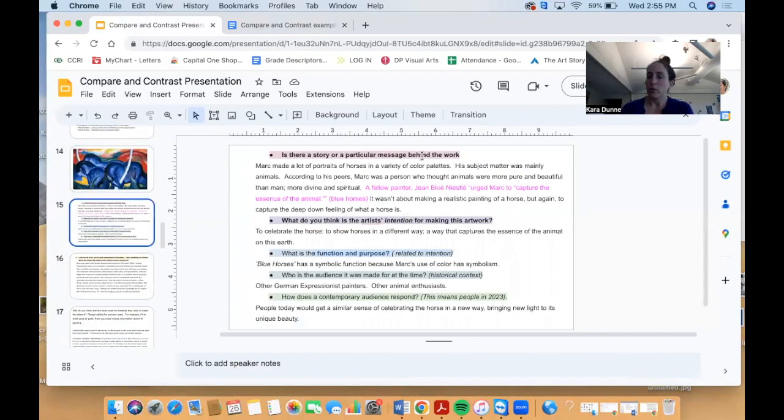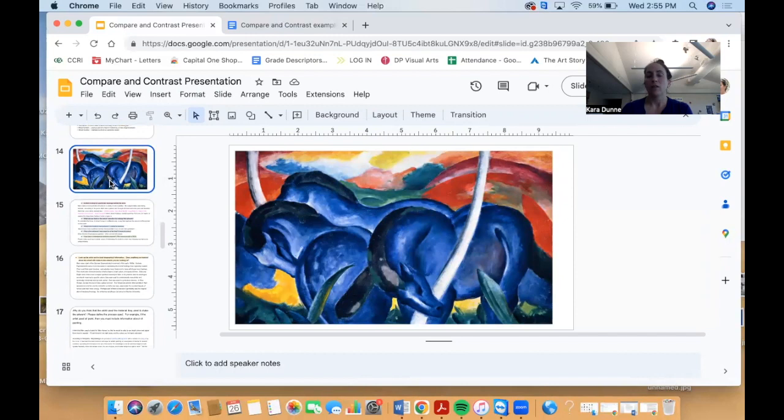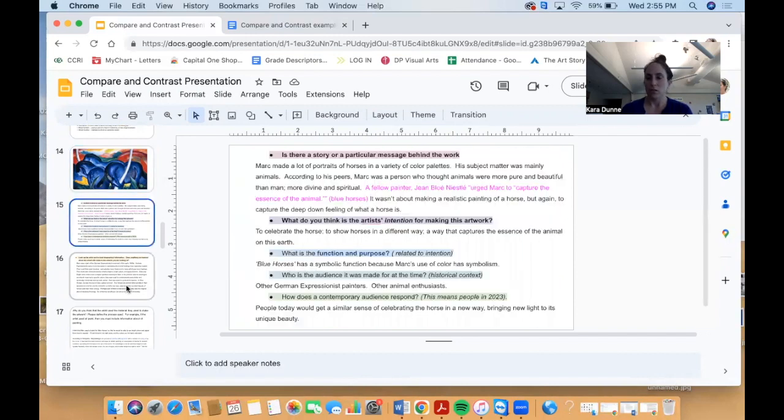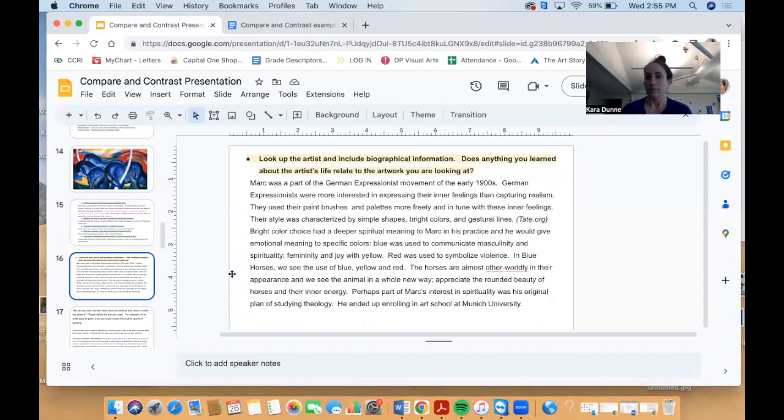Is there a story or particular message behind the work? I found out some information using a few different sources. As soon as I read about the work and about Franz Marc's life, I was able to answer these questions in full. The question of look up the artist and include biographical information.